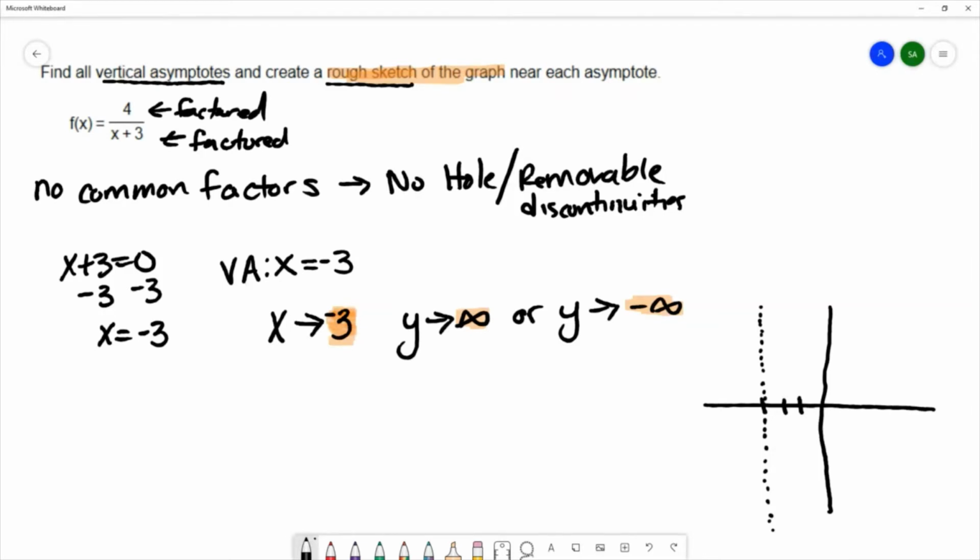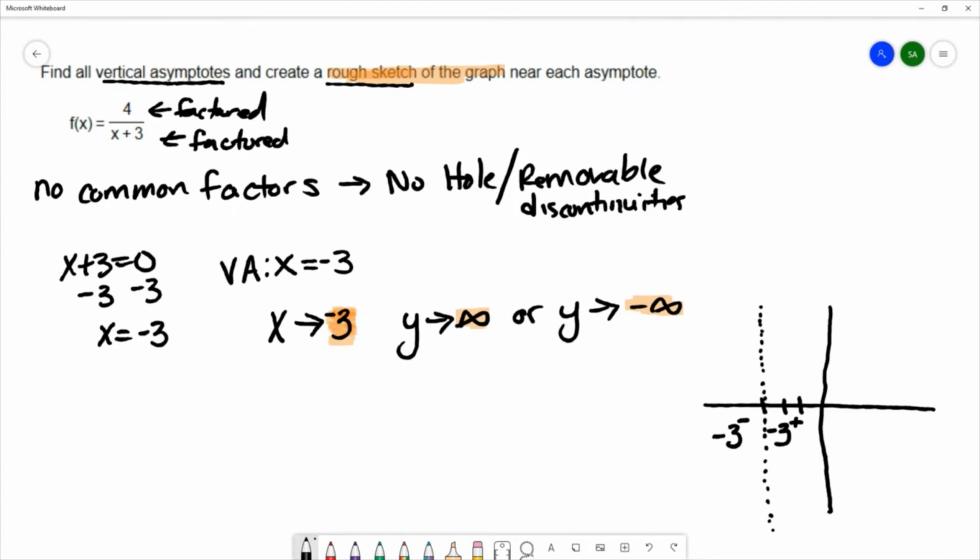So to the left of that -3, we call that -3 with a minus as the superscript. And that means that we're talking about values that are less than -3. And then if we think about the right of -3, that's -3 with a plus as the superscript. Those are numbers that are larger than -3. So if I choose a number that is close to -3, then I'll be able to tell whether the y is going to infinity or -infinity.